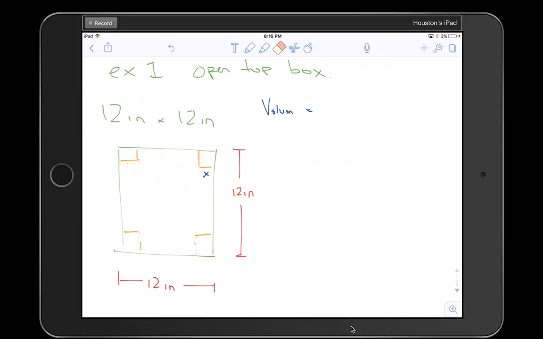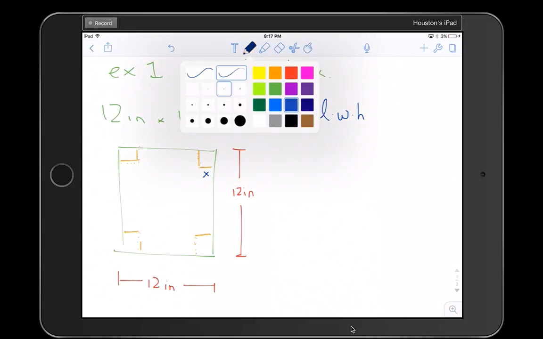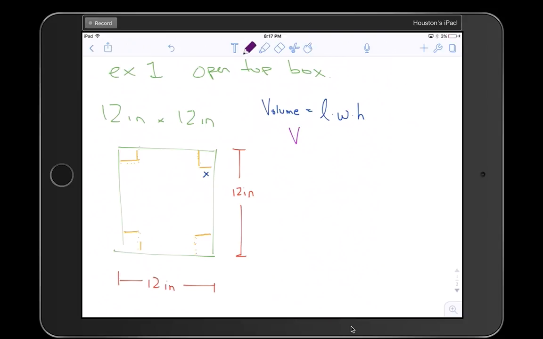To find the volume of an open top box, you take the length times the width times the height. In our case, if you want to think of it this way, the length and the width are going to be the same at 12. The height is actually going to be x, because once you fold up the sides of your cutout, that will be the height.